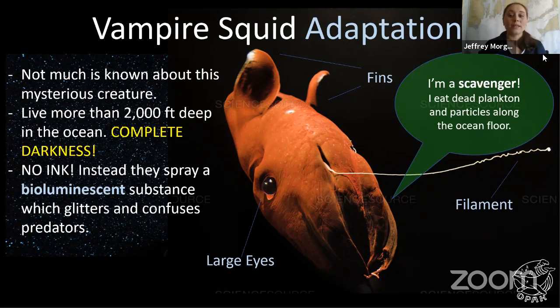All right. So the vampire squid does not have ink. If this vampire squid were to have black ink, just like other squids in the ocean, that black ink would not do it very good, right? Because it's in a black ocean. Why would it spray black ink? Instead, the vampire squid sprays a bioluminescent substance, which glitters and confuses predators. They actually spray something that glows in the dark. I'm going to show you a quick video about what bioluminescence is.